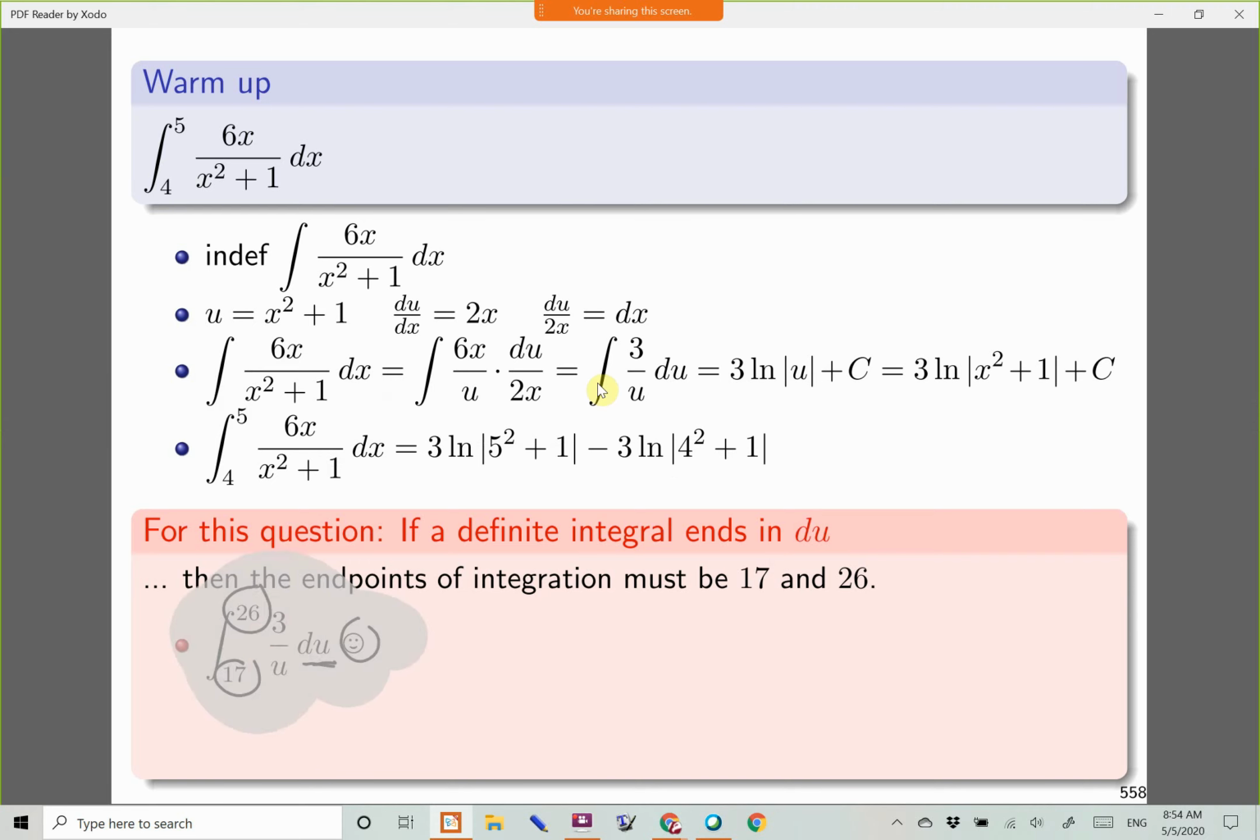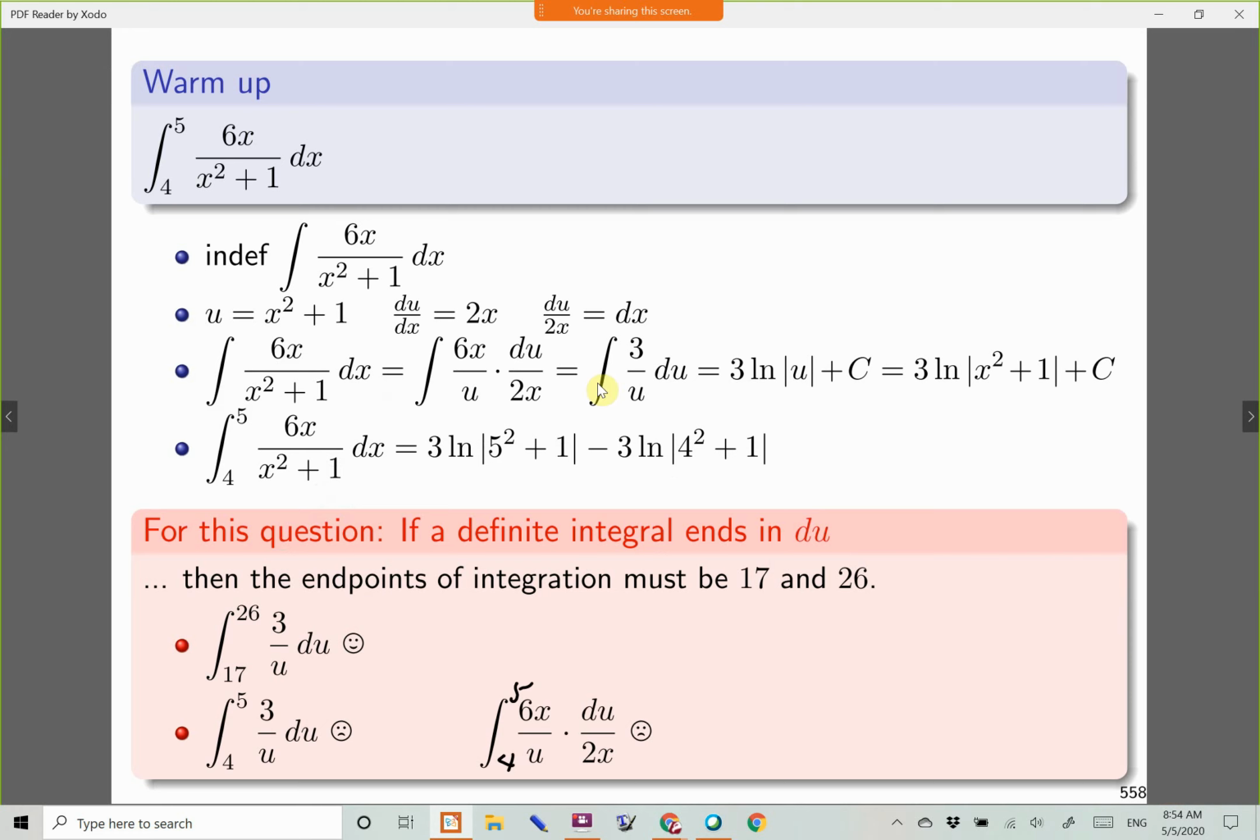That's fine. The error that sometimes is made is people will take this integral 3 over u du and leave the 4 and 5. They'll just keep copying the 4 and 5 over. That would be incorrect. The other thing, kind of one stage earlier than this, would be this one over here. If you had a du, and I made a mistake here, so I'll fix that when I post this, it would be an error to have a 4 and 5 on this integral as handwritten. Again, here it would need to be a 17 and a 26.